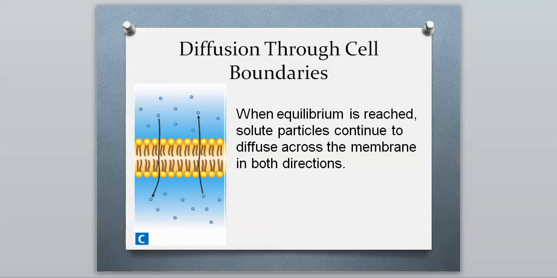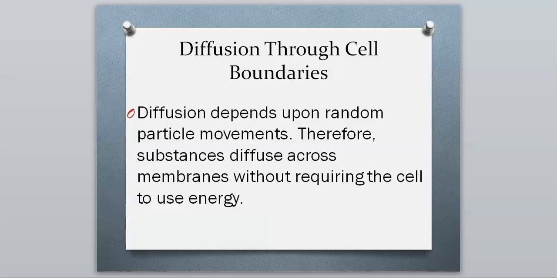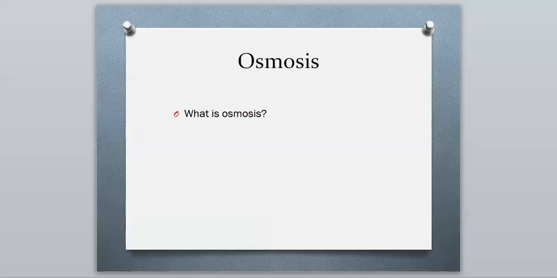And then there it is again, just the same picture, just more review so you can see what it looks like. And then diffusion depends upon random particle movements, therefore substances diffuse across membranes without requiring the cell to use energy. So this is going to be important. The cell does not have to use energy, so no energy is being used by the cell when this occurs.